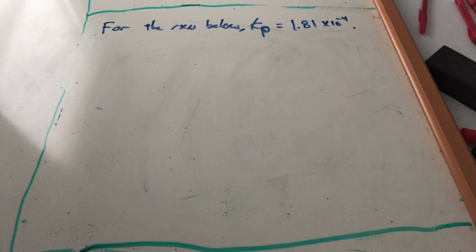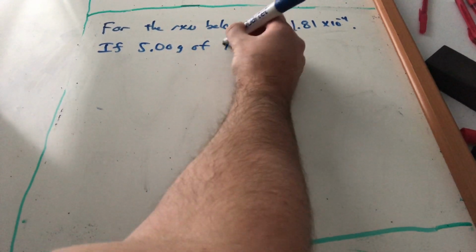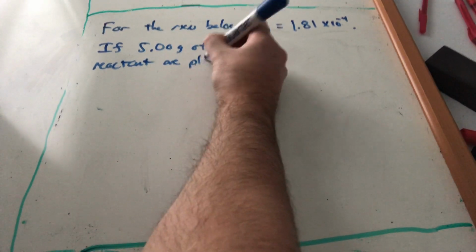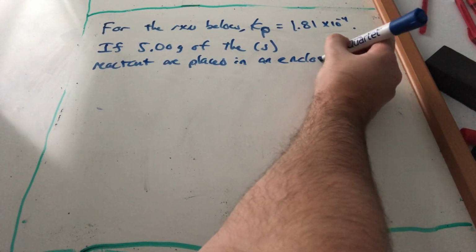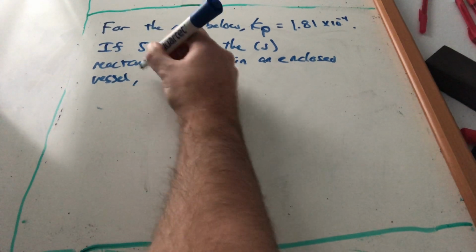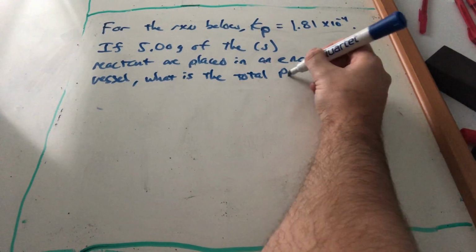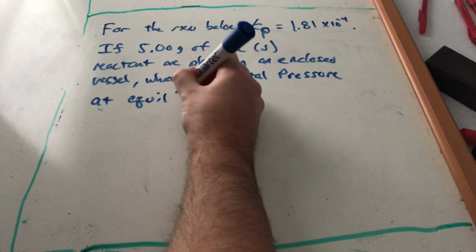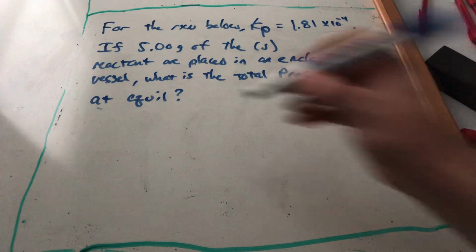All right. If 5 grams of the solid reactant are placed in an enclosed vessel, what is the total pressure at equilibrium? Okay, what's the total pressure at equilibrium? And then here's the reaction that we're going to analyze.